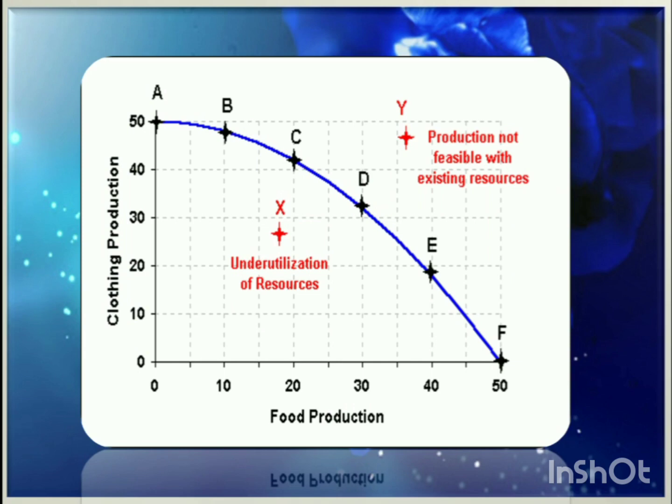Here you can see point X below the PPC curve shows underutilization of resources, and points on the PPC curve show fuller utilization of resources, and at point Y the production is not feasible with the existing resources.